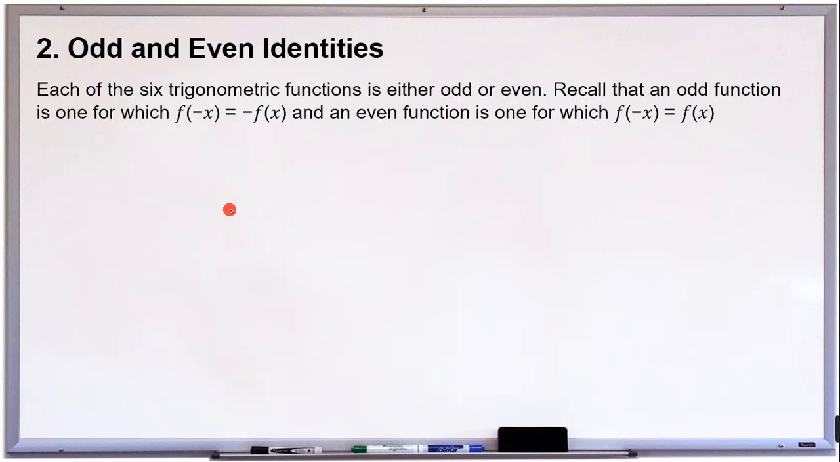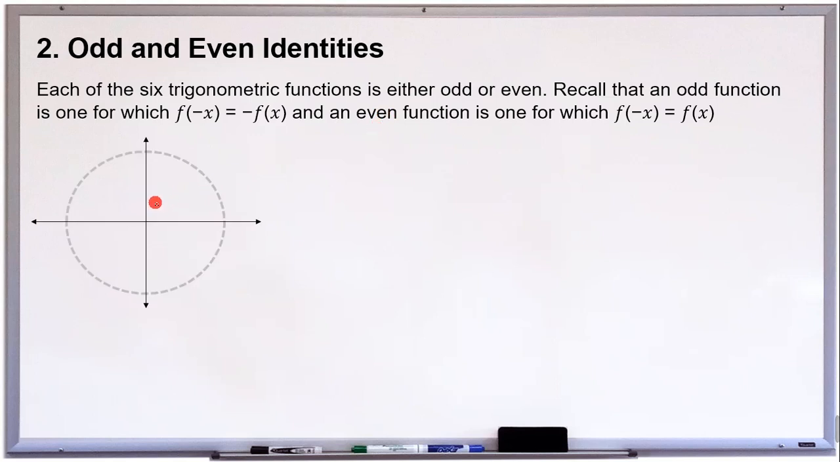Now, let's start with the first identity. These are the odd and even identities. Each of the six trigonometric functions is either odd or even. Recall that a function is said to be odd if f of negative x is equal to the negative of f of x, and it is even if f of negative x is equal to the original function f of x.